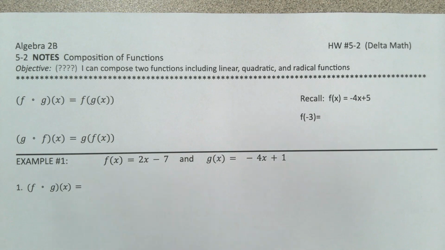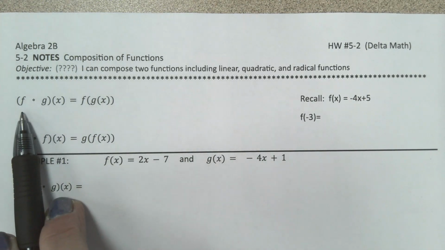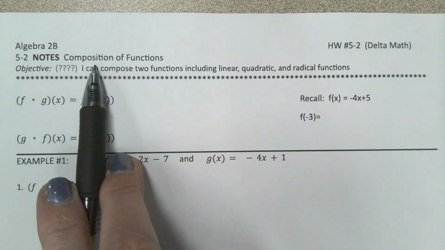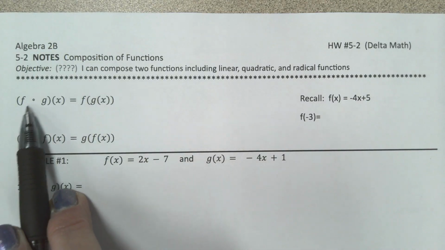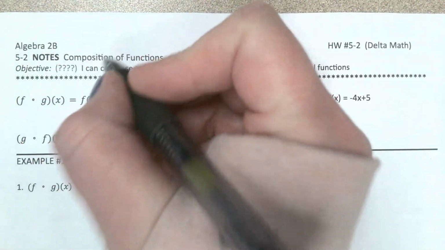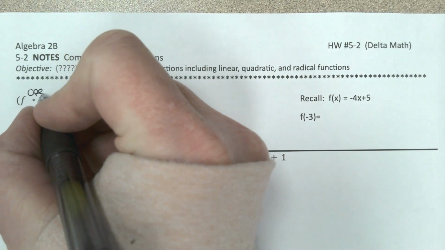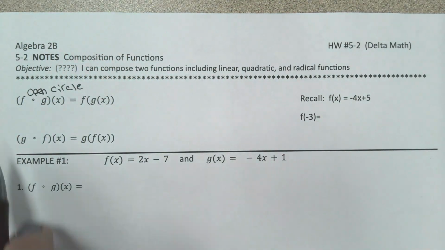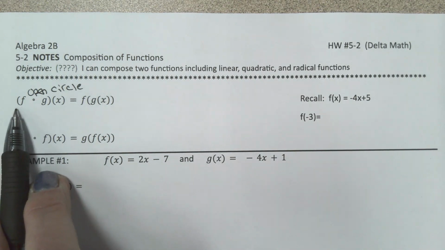So when you compose two functions, you take one function and you stick it into the other. When you see this open circle here, this open circle tells you that you are going to compose them. This open circle is not multiplication. So you are looking for the open circle when you do composition of functions. Now we have to learn how to write it.